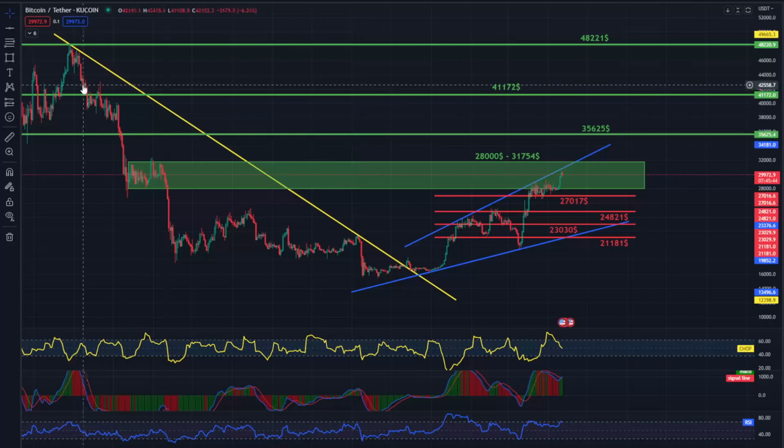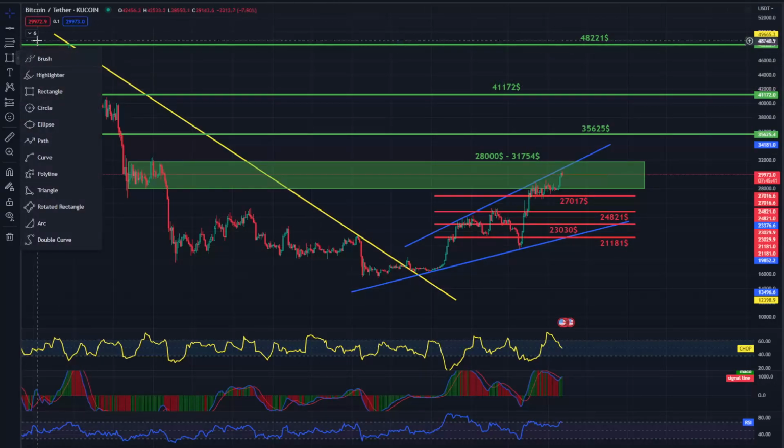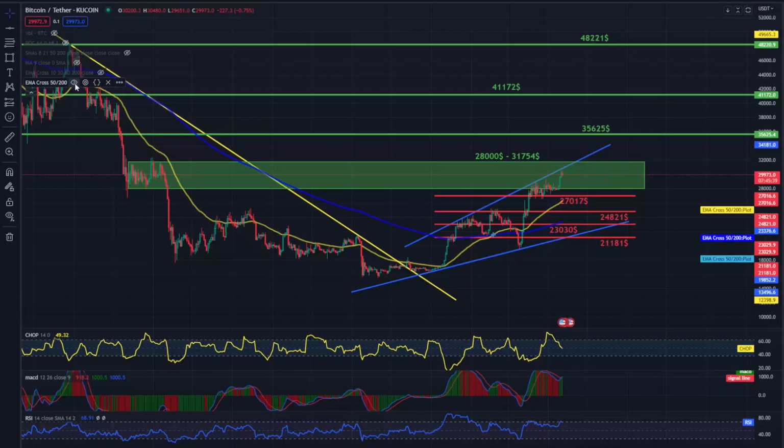It is worth paying attention to the EMA cross 50 and 200, as we can see when the yellow line of the EMA cross 50 crossed the blue lines of the EMA cross 200 from below. This confirmed the entry into an uptrend after a very long decline.